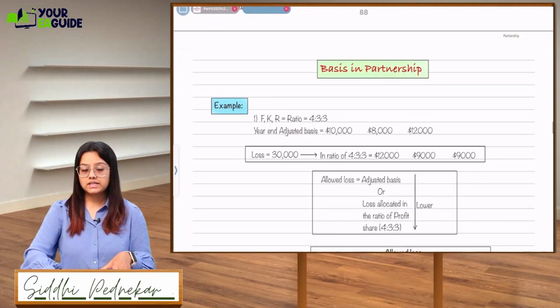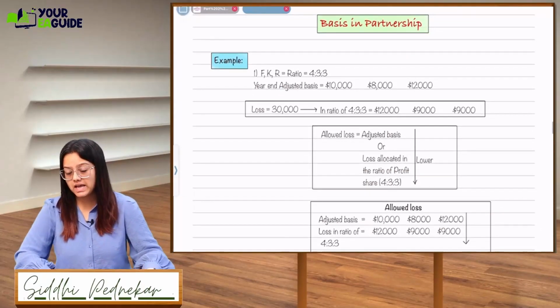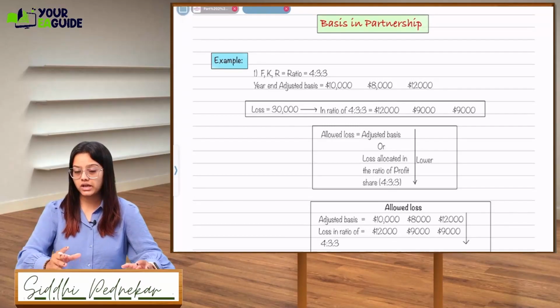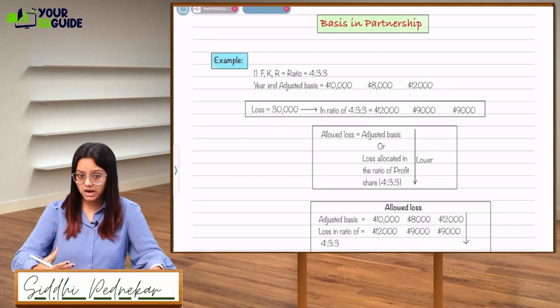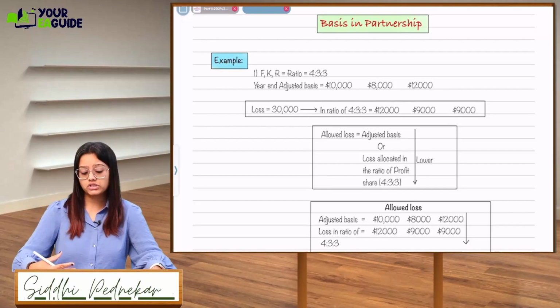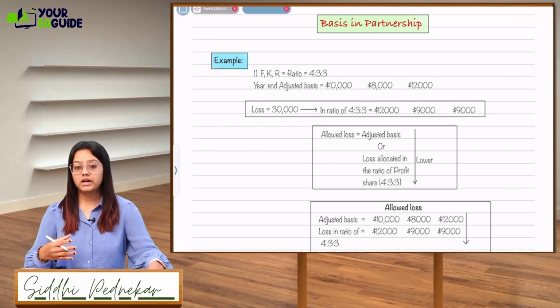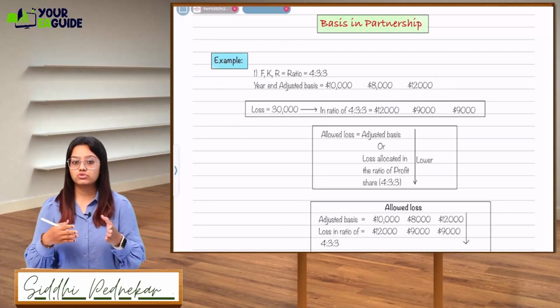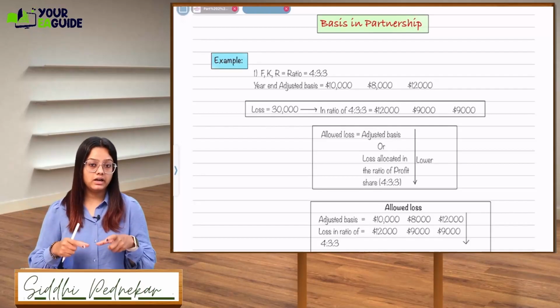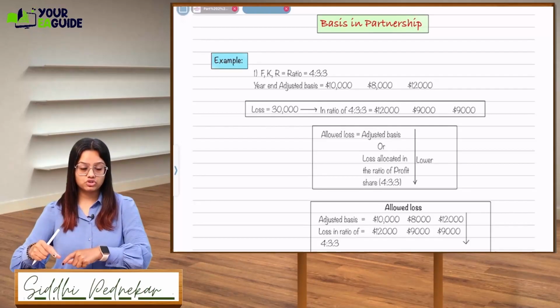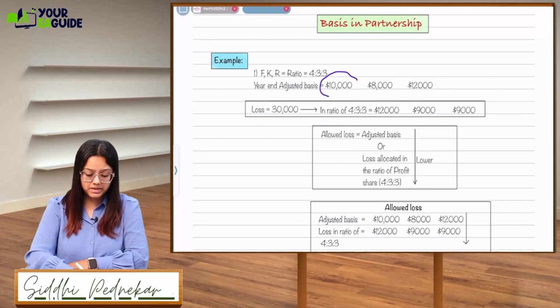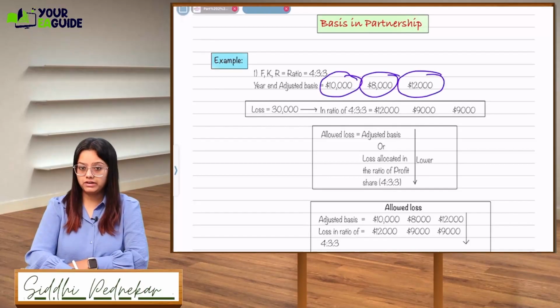Okay, next is basis in the partnership. There are certain scenarios I found unique on which questions can be asked. These are, I can say, important questions which you can remember. Let's say three partners are there, all three having a profit sharing ratio of 4:3:3. Year-end adjusted basis you have to check. Let's say their basis is just 10,000, 8,000 and 12,000.